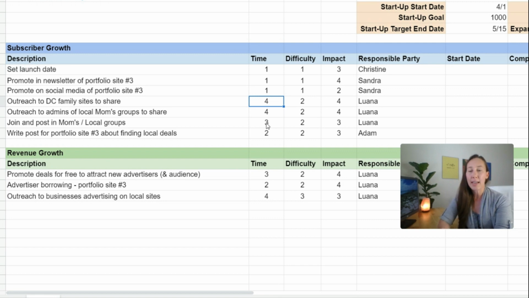So one of the things that has been discussed is to promote deals for free to attract some new advertisers. And this really could even be for audience growth. The advertisers are going to be people in companies in this local area. So they themselves have families, so they're probably going to be interested in deals themselves and are going to sign up.